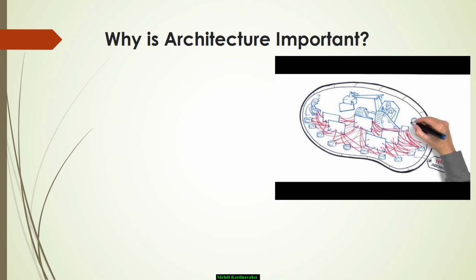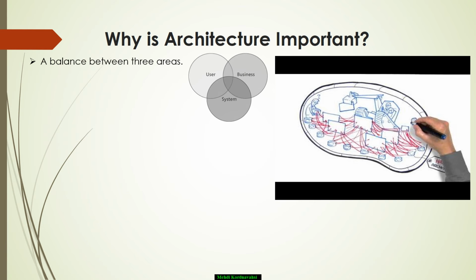Let's start with a question. Why is architecture important? A balance must often be found between competing requirements across these three areas. It means users, system, and business. Change in the user experience requirements can have significant impact on the business and IT infrastructure requirements.